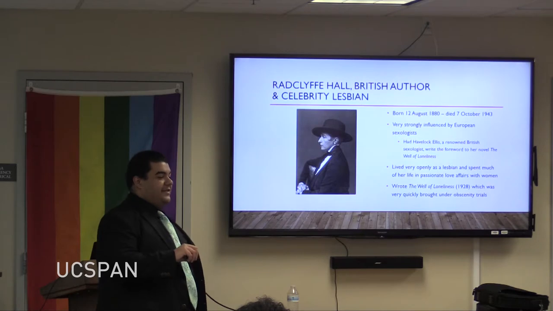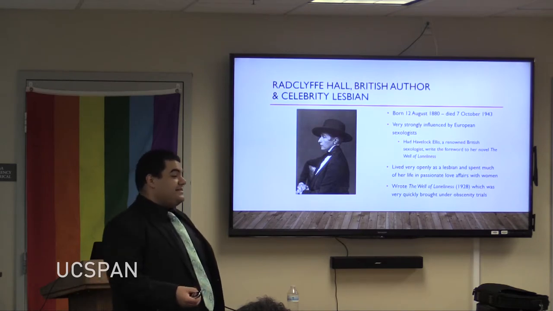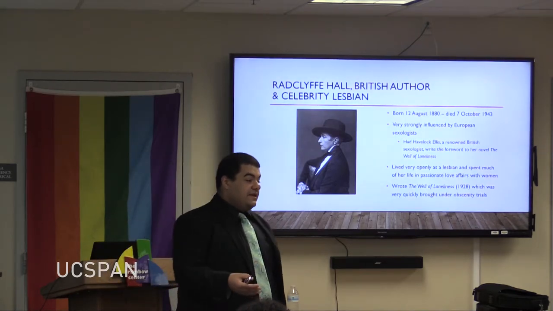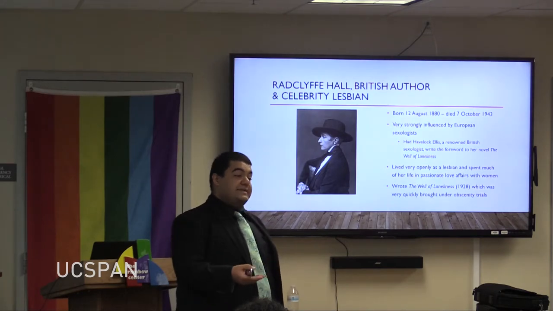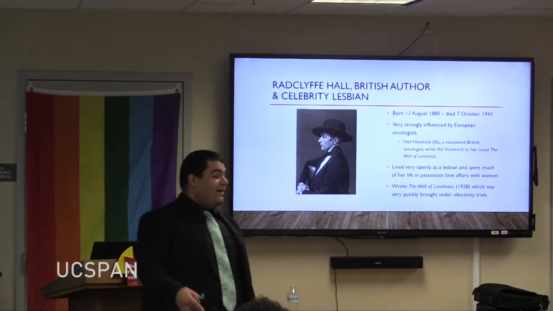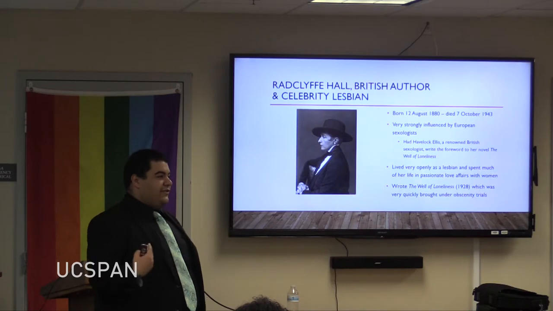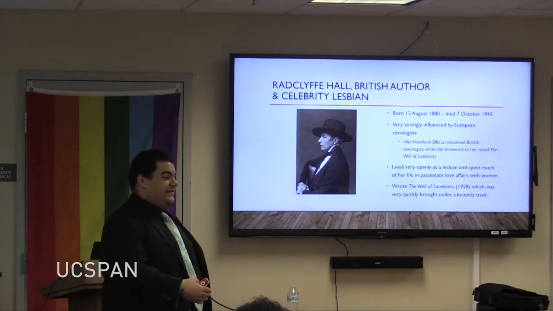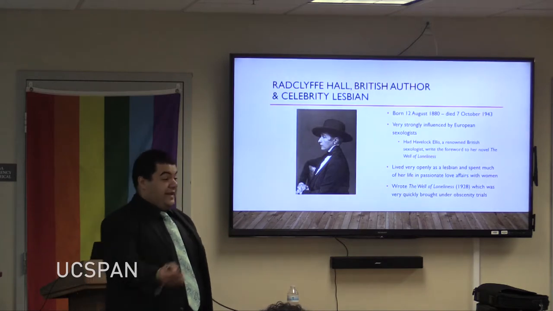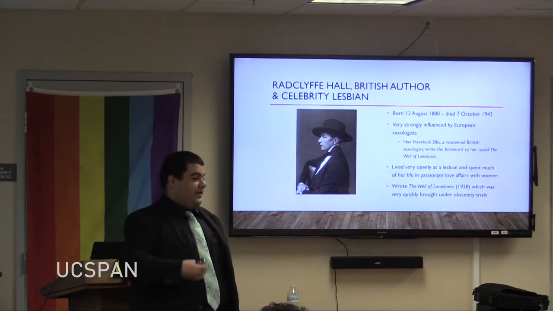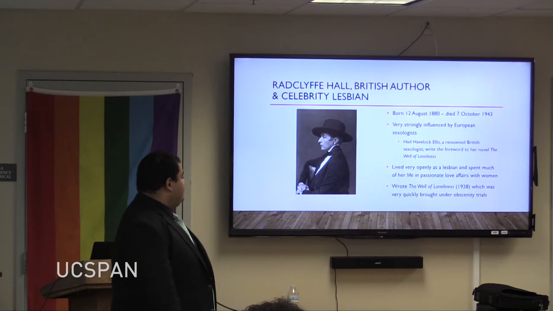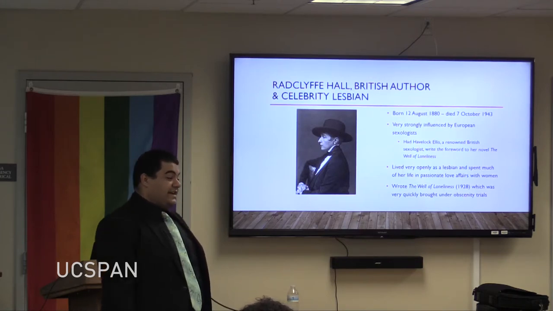Europe had stopped the death penalty for same-sex crimes, and so she could have been imprisoned for hard labor. Again, because of the way people were perceiving females and female sexuality, it wasn't likely that she would go into hard labor like Oscar Wilde did. He did several years of hard labor before dying. She gets put under obscenity trials and just kind of powers through them.